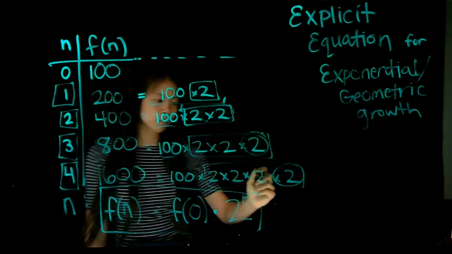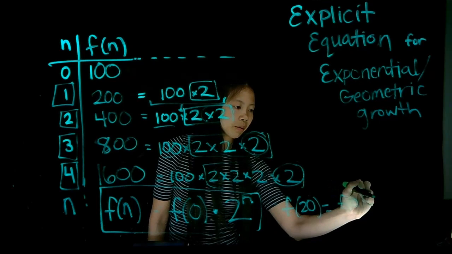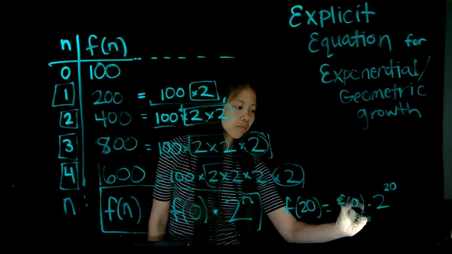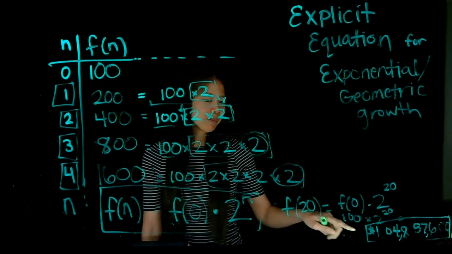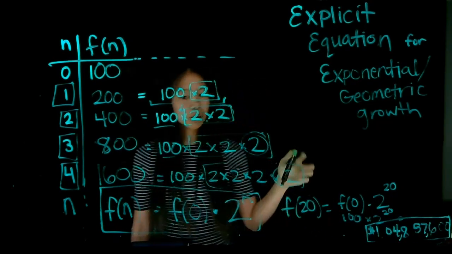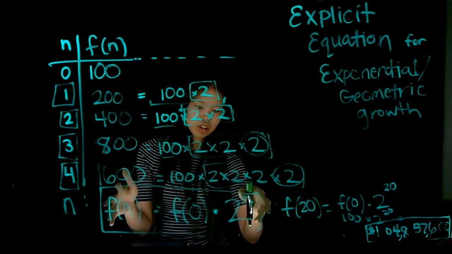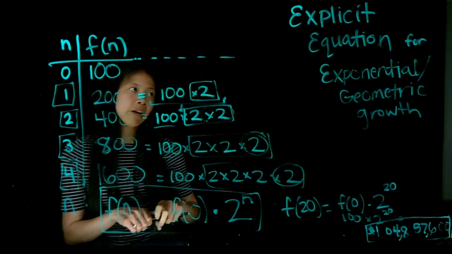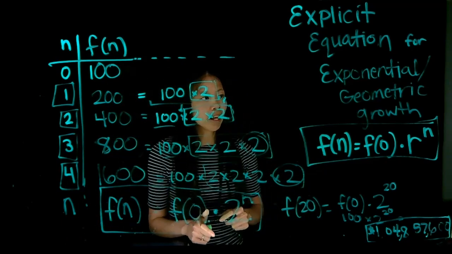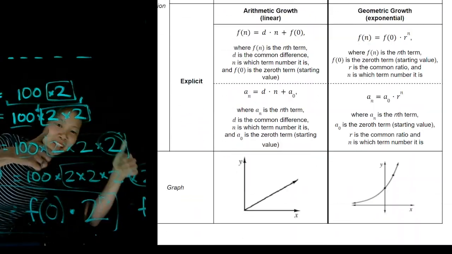So I can figure out how much money I would have after 20 months if I did f of 20 equals f of 0 times 2 to the 20th power. This would be the same as 100 times 2 to the 20th power, which is the same as having $104,857,600 at the end of 20 months if my money kept doubling. So this was a lot nicer for writing my equation than trying to do the recursive form. If I just want my general form, we do have a resource page that has the recursive and the explicit equations. Check out our resource page.